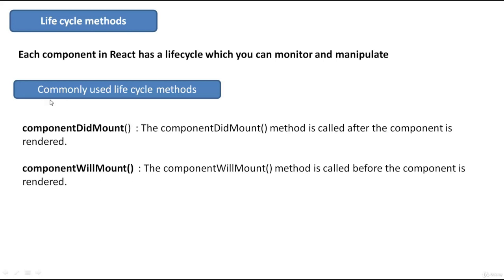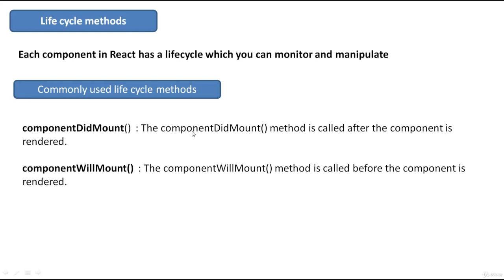Before discussing these lifecycle methods, first we should know what a lifecycle method is. So here there is a definition for lifecycle method. Each component in React has a lifecycle which you can monitor and manipulate. Here the lifecycle method is a function which we will create but we cannot call. The React compiler will call those methods automatically depending upon their preference.